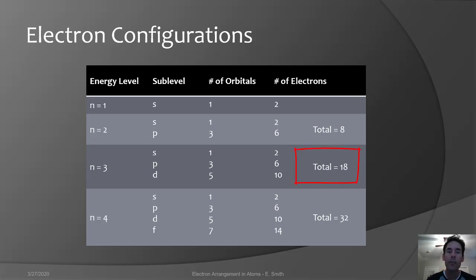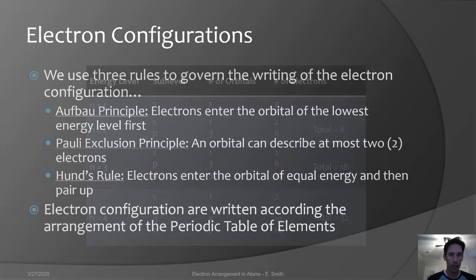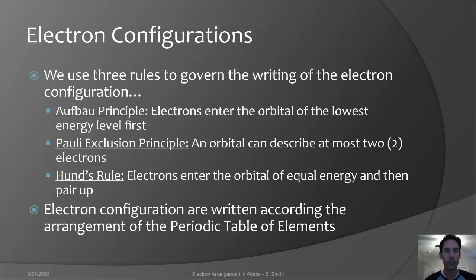So what we need to do is be able to write the electron configurations for these elements, all right? You're only responsible for writing the electron configuration for elements 1 through 36, okay? Now, of course, with anything, there are rules. Rules when we write electron configurations.